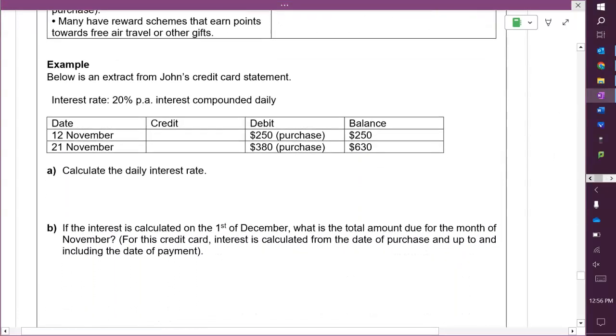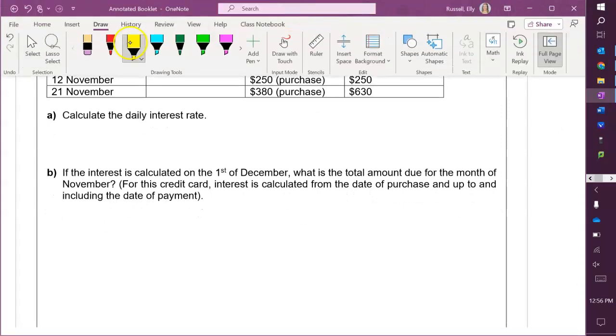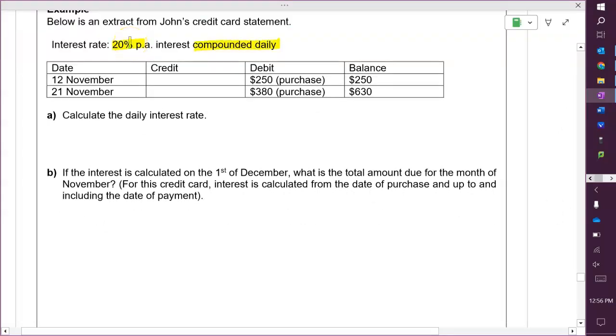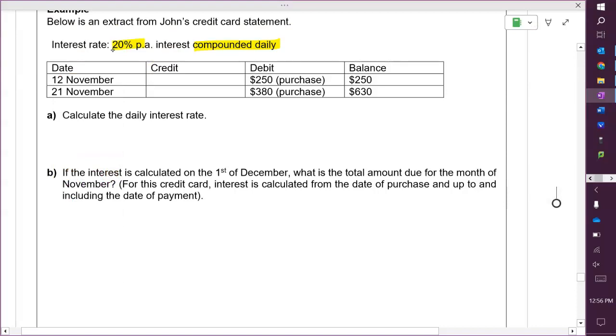So we've got an extract here from John's credit card statement. The interest rate is 20% compounded daily. So that means we have a daily interest rate depending on how much he's spent. So calculate the daily interest rate. So our 0.20, our 20%, daily we're dividing by 365.